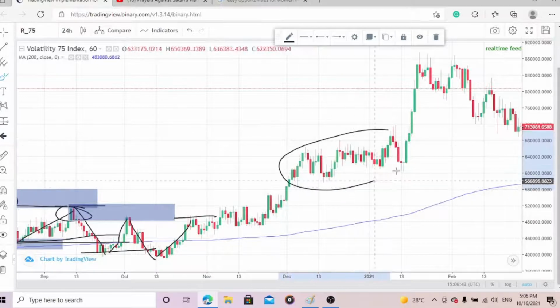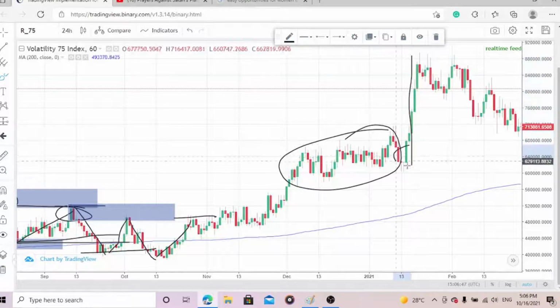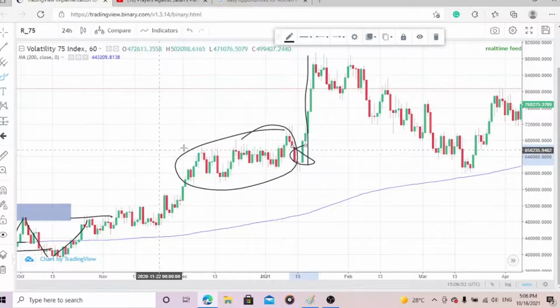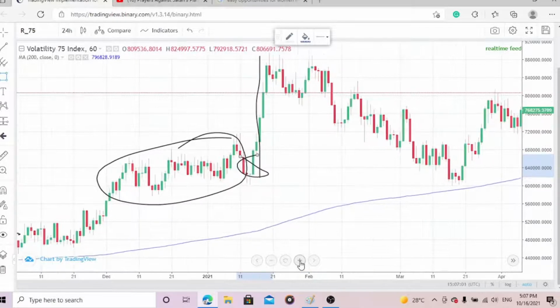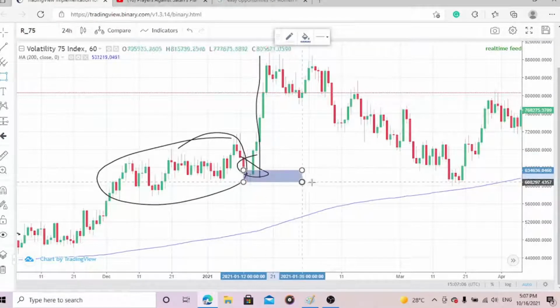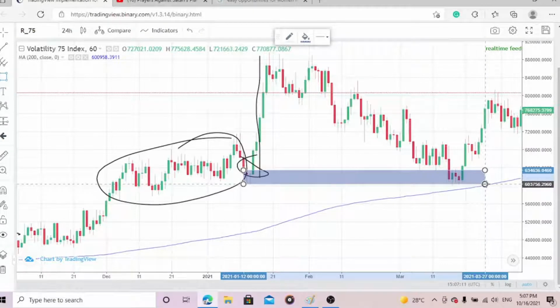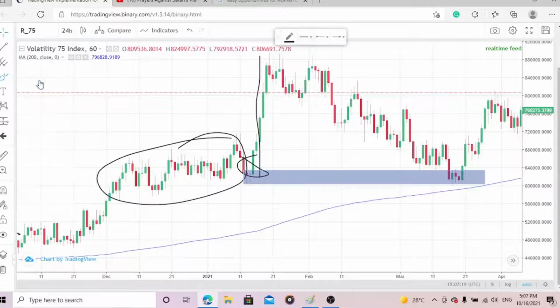So this is just a range. The market broke to the upside, so I'm sure this is an order block. The market reacted to it. The last candlestick, guys. So where is the last candlestick? The last red candlestick is right here. That is the most effective one, the last candlestick before the break of structure.